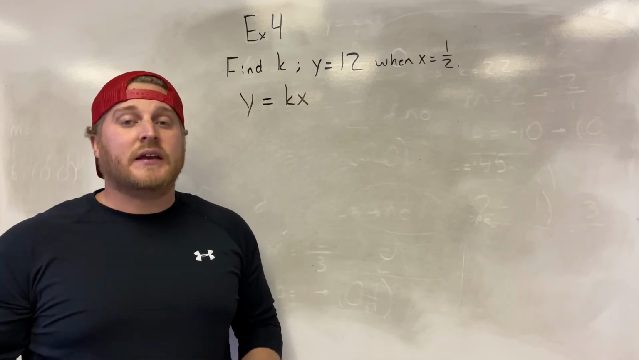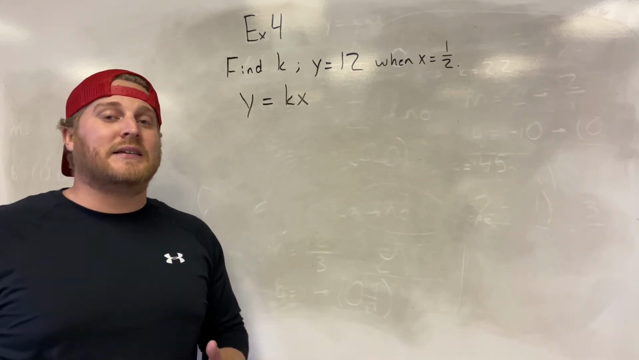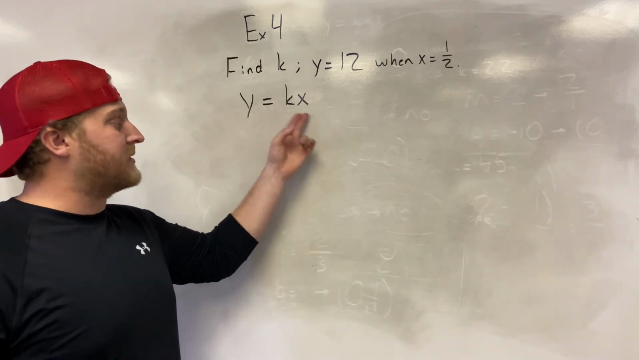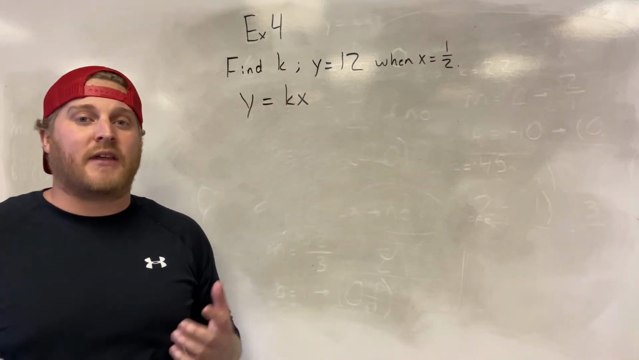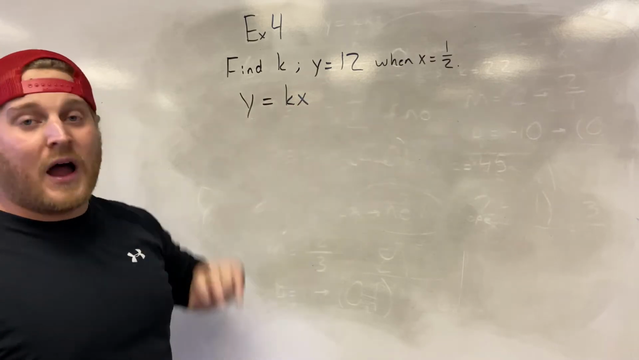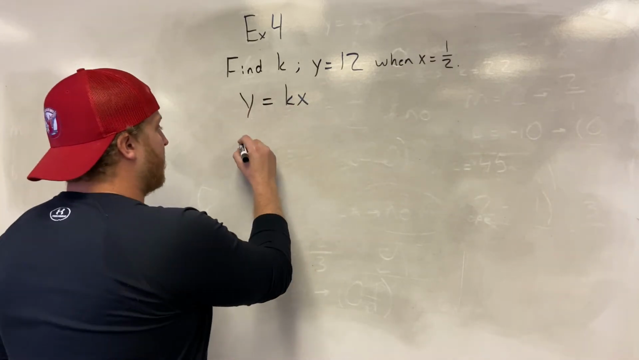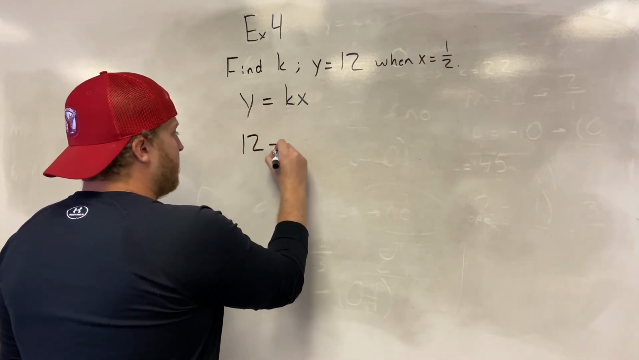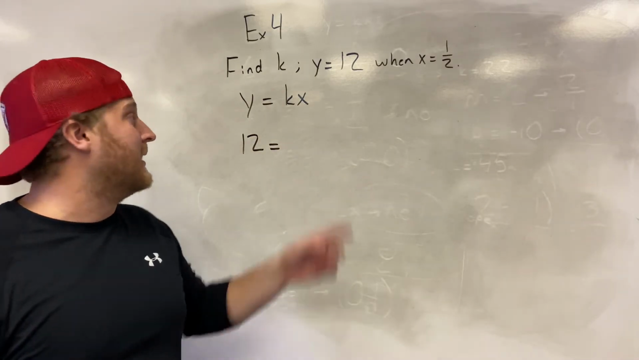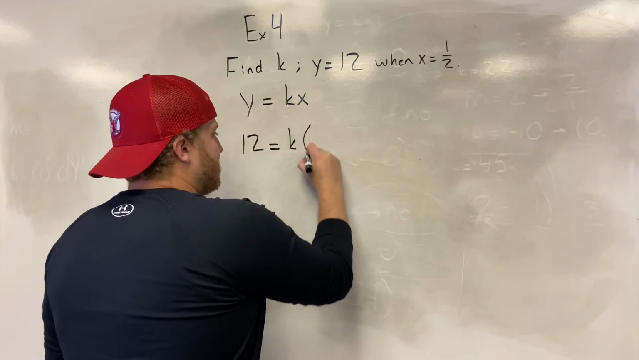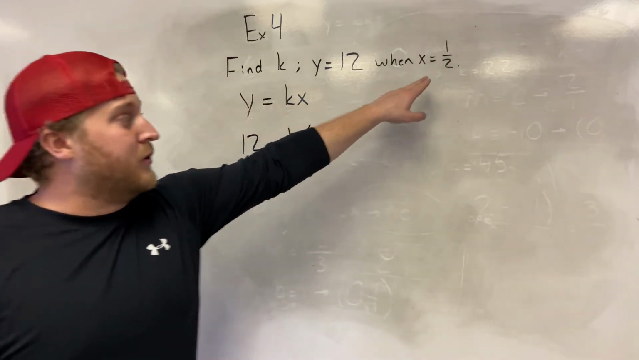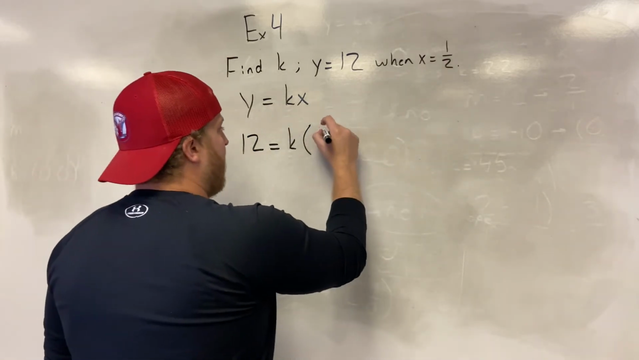And then to solve any equation we have, we need to at least find 2 out of the 3 missing variables. So in this case, what information do I have that I can fill in? Well, I know that y equals 12, so instead of y, I'm going to put 12 equals, I don't know what k is because that's what I'm trying to find, is find k, times x. I do know what x equals, which is 1/2.